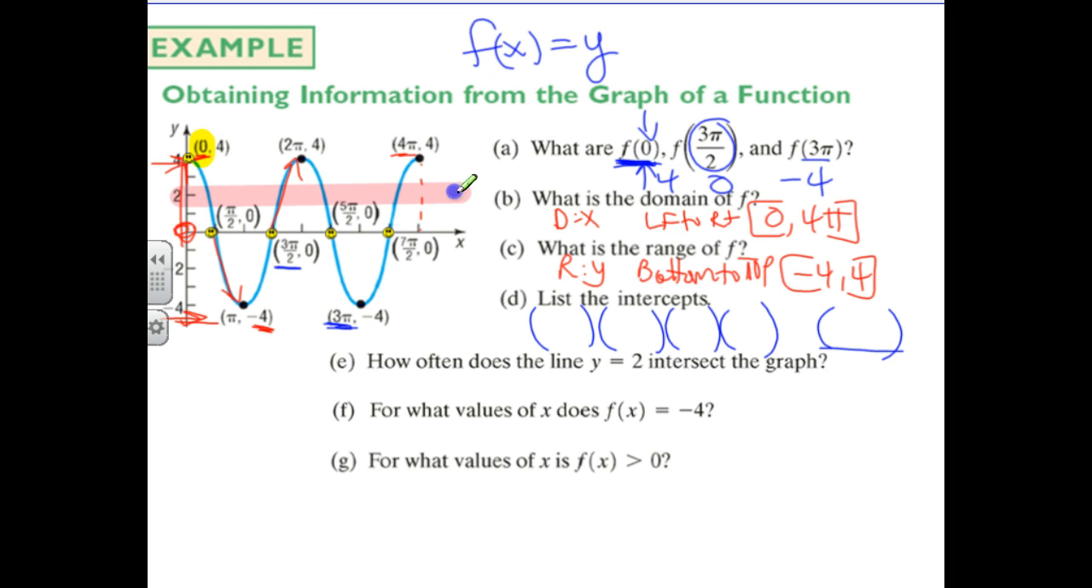How often does the line y equals 2 intersect? Well, I'll graph it here, and it looks like the line y equals 2 intersects it once, twice, 3 times, 4 times. So I would say this intersects 4 times.